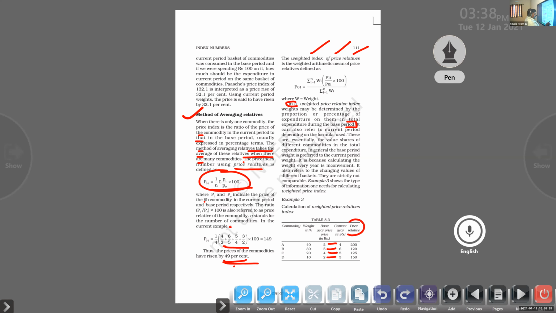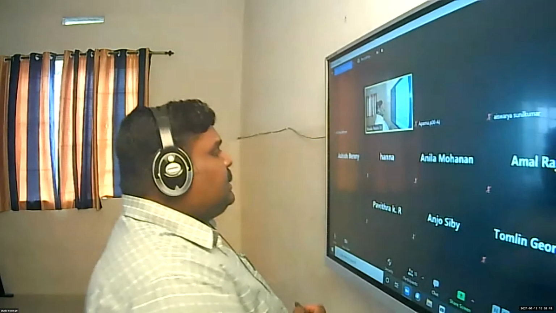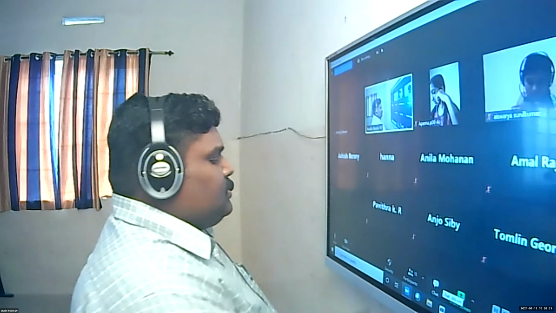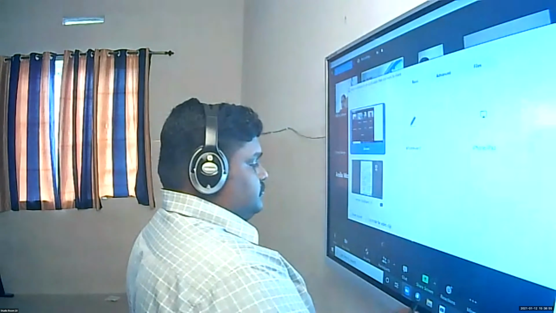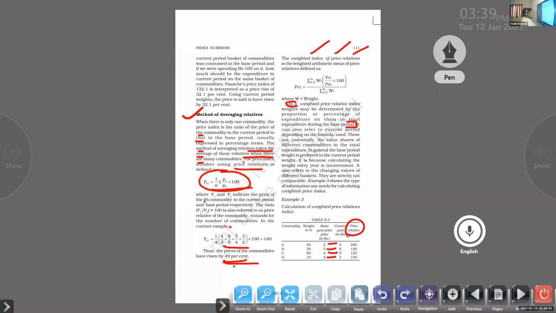The price relative of this particular commodity is 200. So 200 means what kind of change? Is the price of the commodity increased or not? Tell me. We already studied that, right? Observe here, in the first table we discussed that.